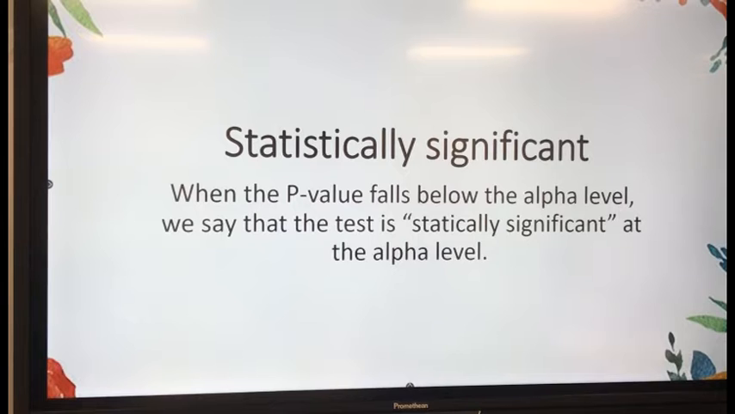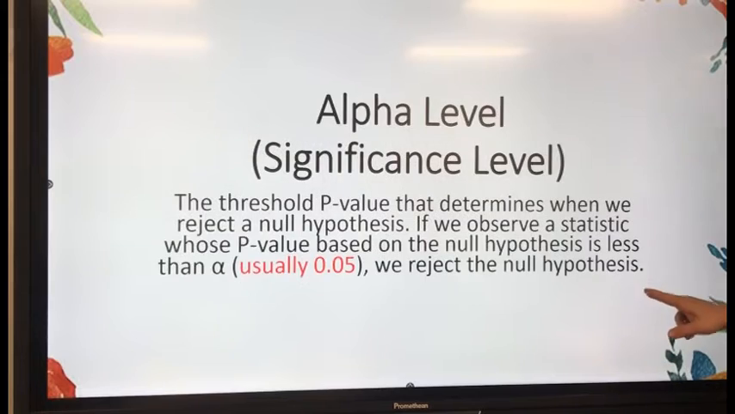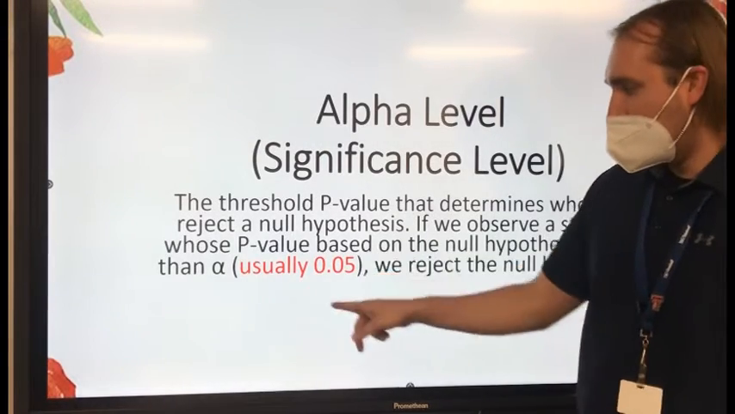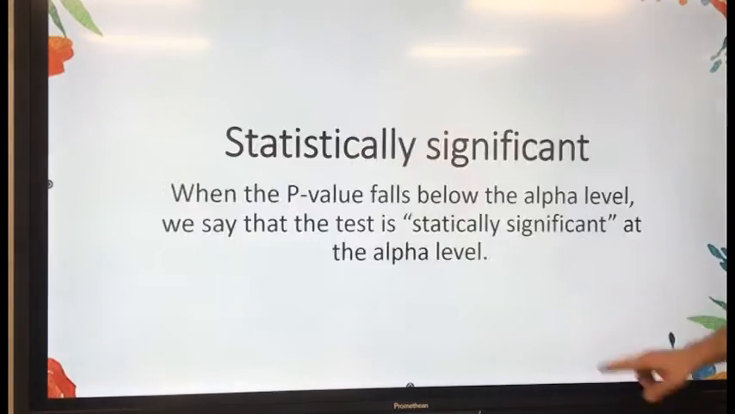Statistically significant is when the p-value falls below the alpha level. We say that the test is statistically significant at the alpha level. So when you are below, let's say, that usual 0.05, then that's when we reject the null, and we call that statistically significant.